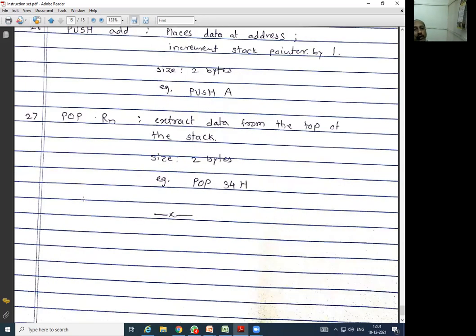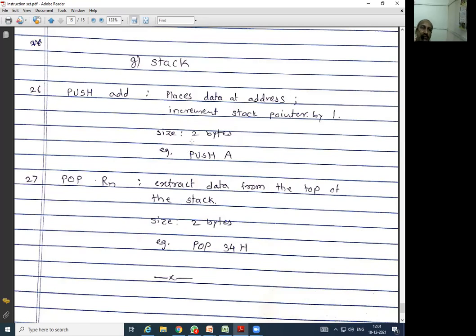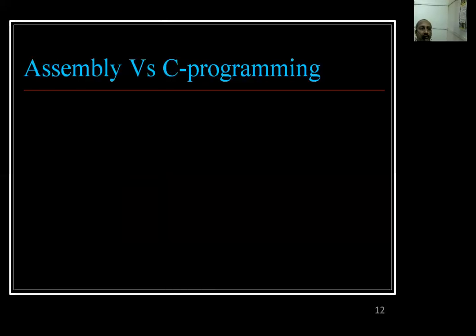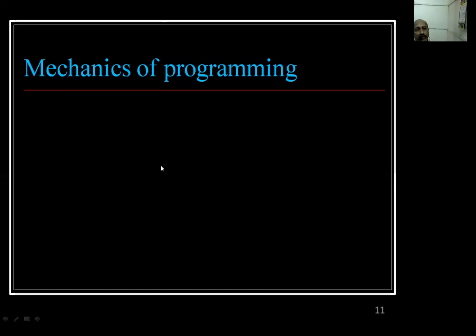So if you will count all the instructions, it will go to 110 instructions. So in this way we have studied all the instructions which are related to 8051, and next we are going to focus on Boolean, and so this is the mechanics of programming, that we will learn in next session.